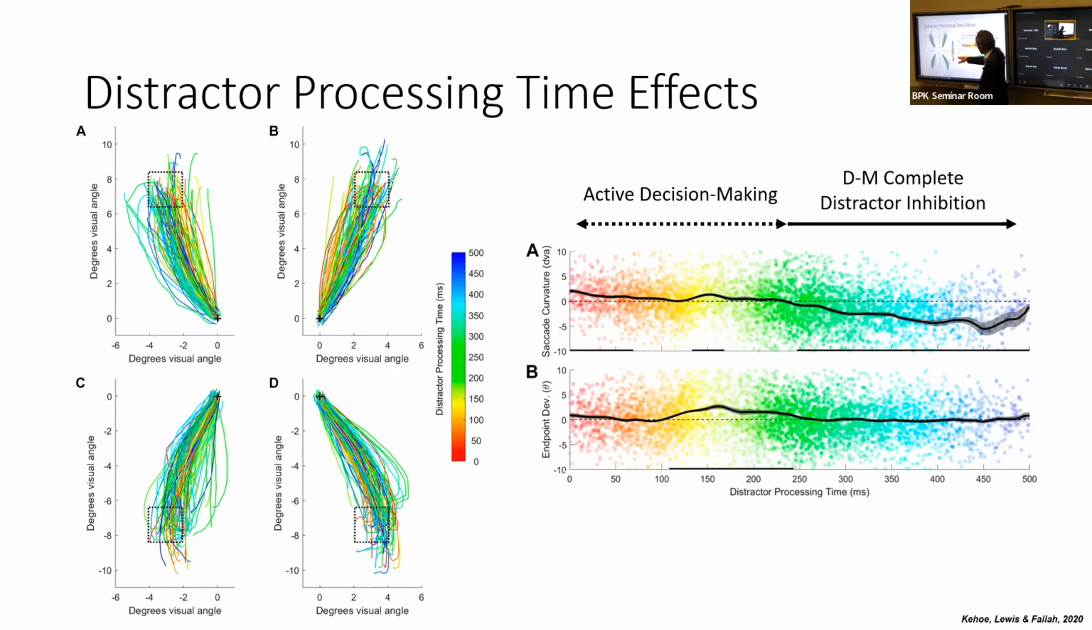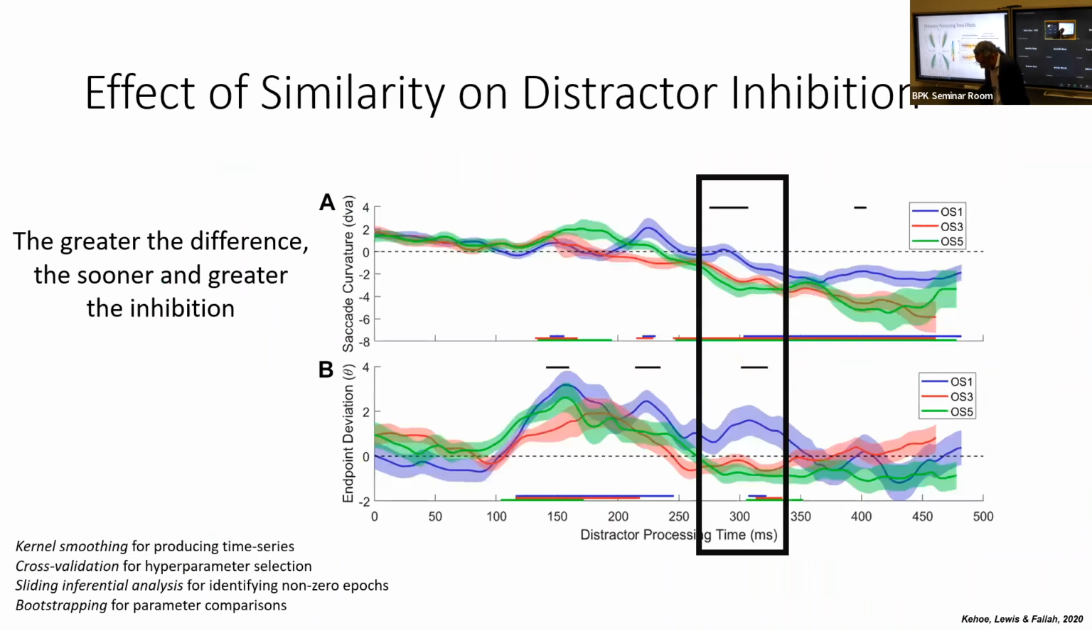For endpoint deviations, we see the endpoint is shifted towards the distractor early, but once it's over, it's actually quite flat. So we're getting curvature, we're getting endpoint deviations towards the distractor, but we're not seeing the effects of distractor inhibition on the endpoint deviations. So let's take a look at the main question. What happens with similarity? We split up those graphs, and this is saccade curvature and endpoint deviation again, by similarity levels, and in 3 different differences: a small difference OS1, a medium difference OS3, and a large difference OS5.